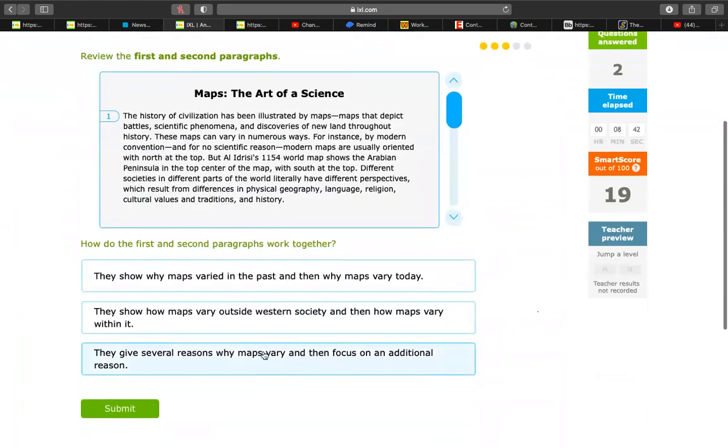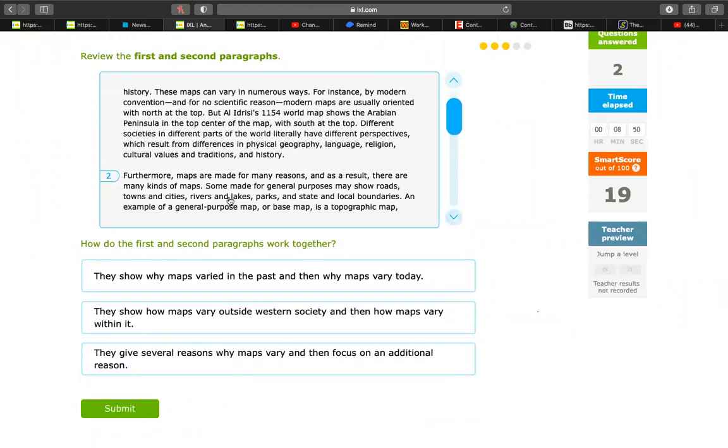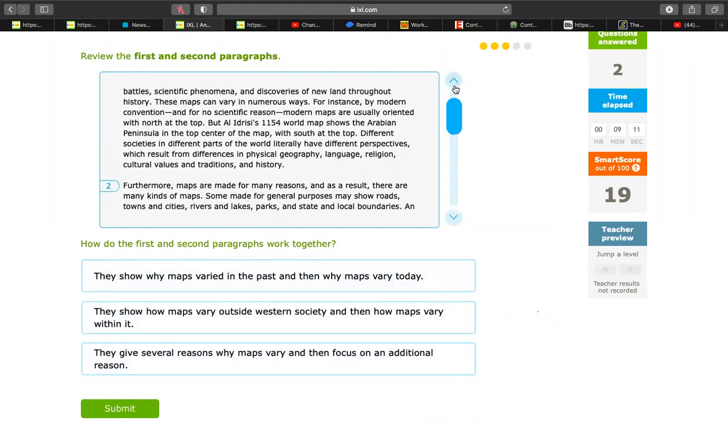Okay, so how do the first and second paragraphs work together? So the history, and then that moves into, furthermore, maps are made for different reasons. So they show why maps varied in the past and why maps vary today. They show how maps vary outside Western society. I didn't hear about that. They give several reasons why maps vary and then focus on additional reasons.